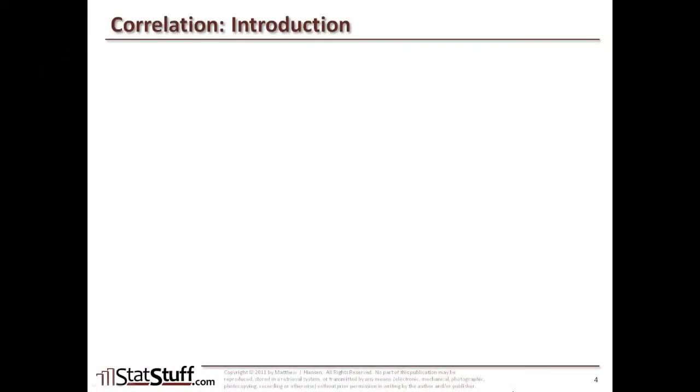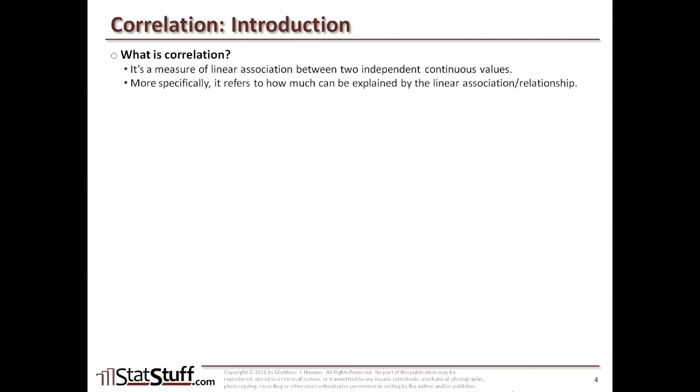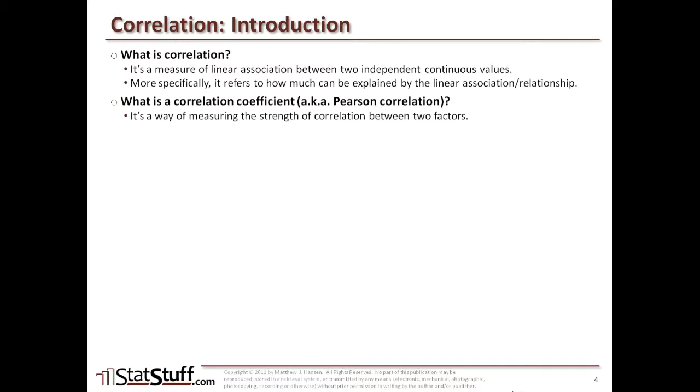Okay, now let me introduce you to the concept of correlation and how we measure it. Well, correlation is a measure of linear association between two independent continuous values that we're looking at. That is, like two numerical values, to see if there is a linear association between those values. More specifically, it's referring to how much we can explain as a linear relationship or linear association between those two values that we're comparing. So what is a correlation coefficient, or what's also known as a Pearson correlation?